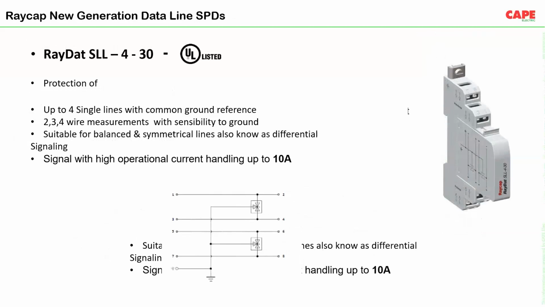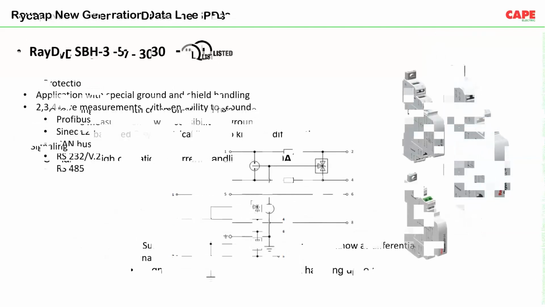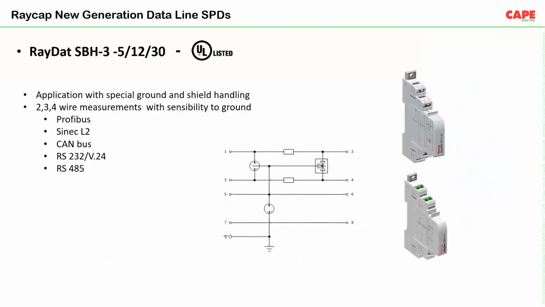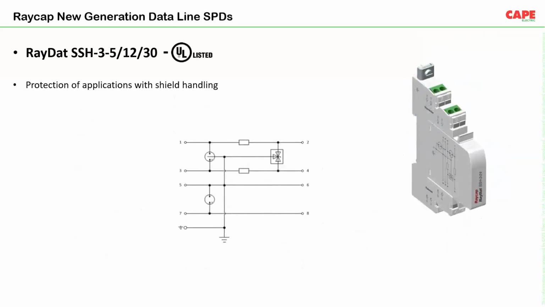Now we have again different kinds of models with rated SLL, then rated SSH, which can be used for Profibus, Synec L2, CAN bus, RS232 and RS485. Then we have rated SSH, which can be used for shielded cable. Wherever we are using a shielded cable, the rated SSH can be used. This is also available in multiple voltages, 5 volt, 12 volt, 30 volt, and other series SPDs are also available up to 96 volt, even 110 volt. It is available from 5 volt to 110 volt.